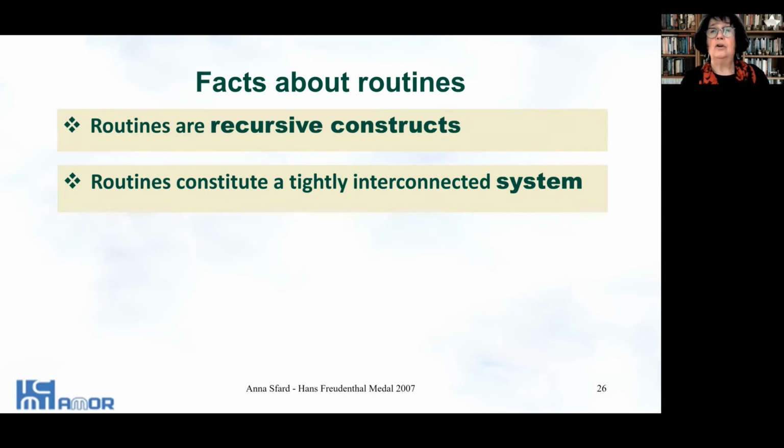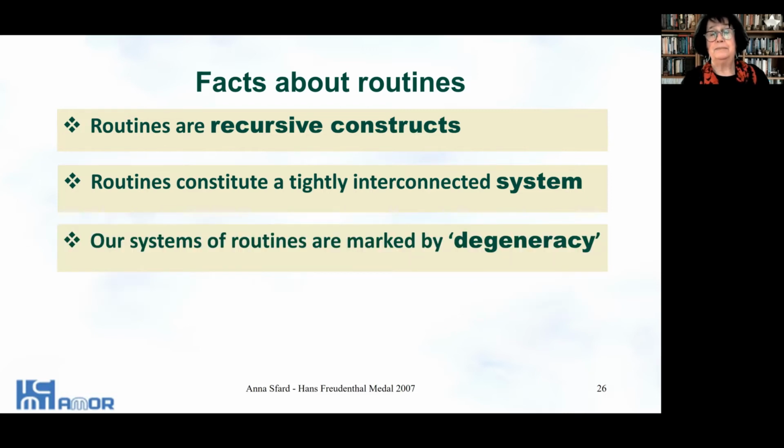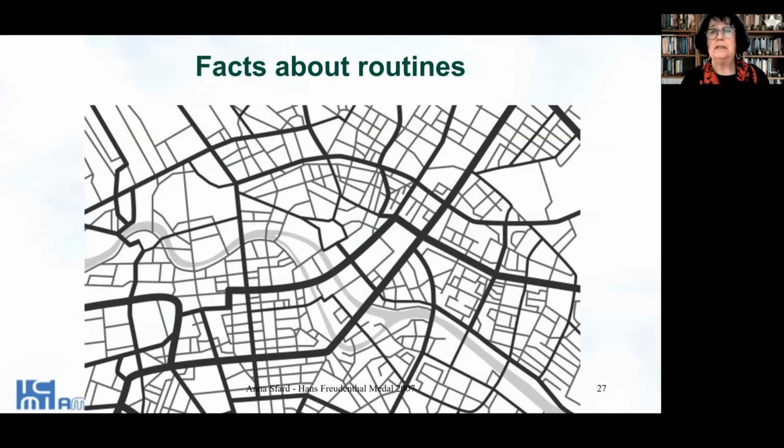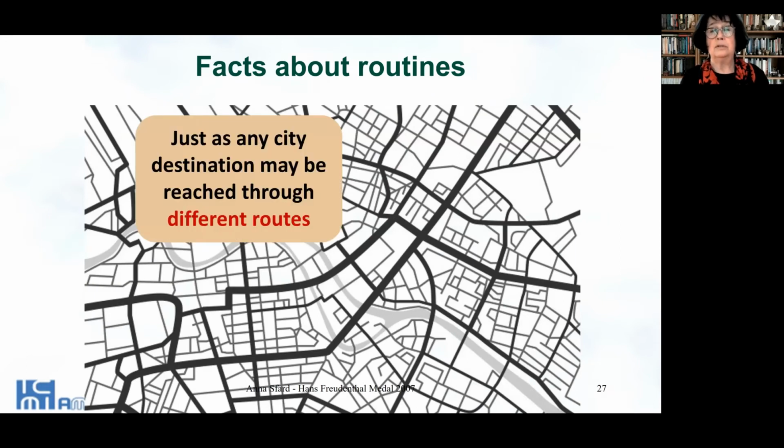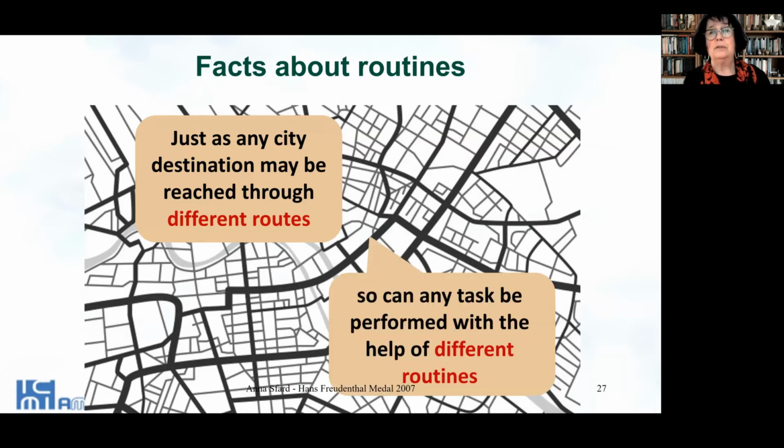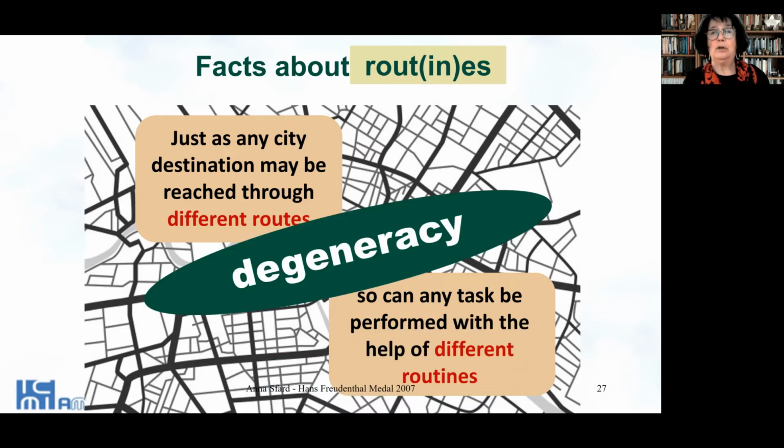Because of this structure, the collection of routines within a given discourse has the property called degeneracy. Just as any city destination may be reached through different routes, so can any task be performed with the help of many different routines. Perhaps the similarity between the words routine and route is not purely coincidental. The name degeneracy that I gave to this property is borrowed from neuroscience, where it came from biology. In neuroscience, it refers to an analogous property of the network of neural connections.